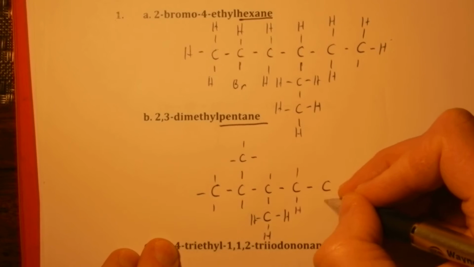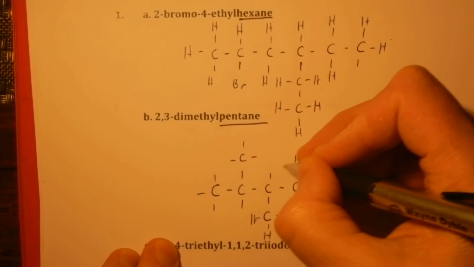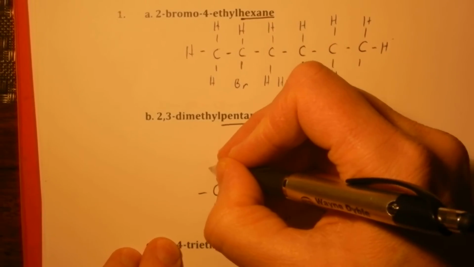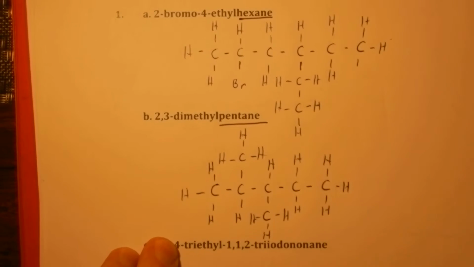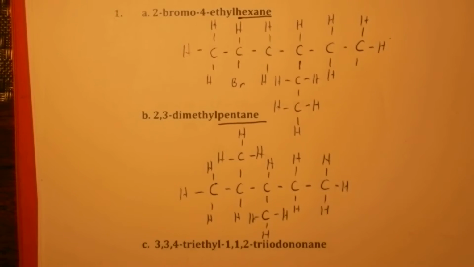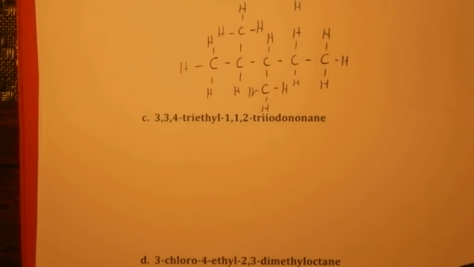So remember, carbons always want 4 bonds around them in the organic game. And hydrogens are always 1 bond on the outside. Hopefully I haven't missed any. And that is our 2,3-dimethyl pentane. The next beast.